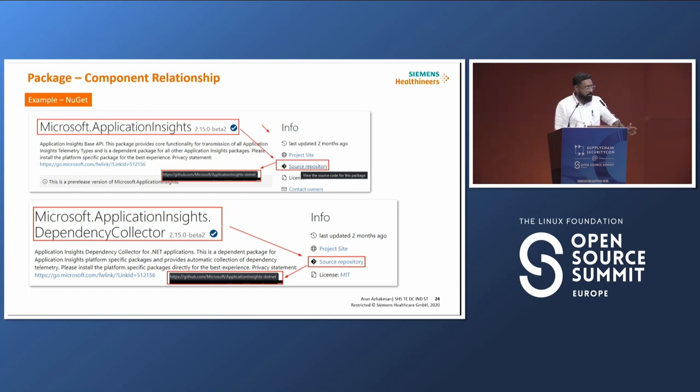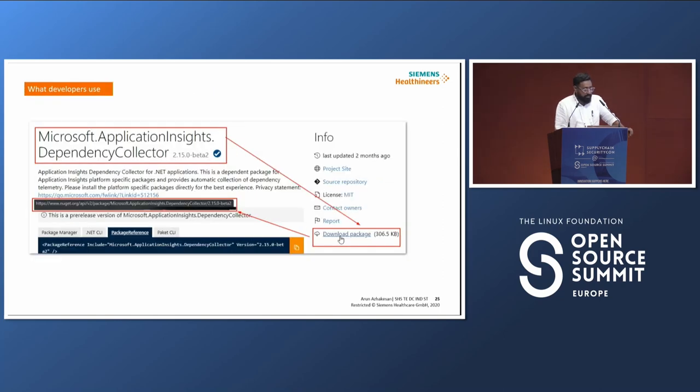To explain the component relationship in a little more detail, take an example: a NuGet component, Microsoft Application Insights. From 2019, NuGet started to include the source repository information as a mandatory field while releasing packages. Since then, it is mandatory to mention the GitHub repository or any source repository where you are maintaining the code. So this is the binary view, which is what developers use: they download the NUPKG package, and that is how they ingest it into the code. But the compliance team needs the source code to review at a file level.